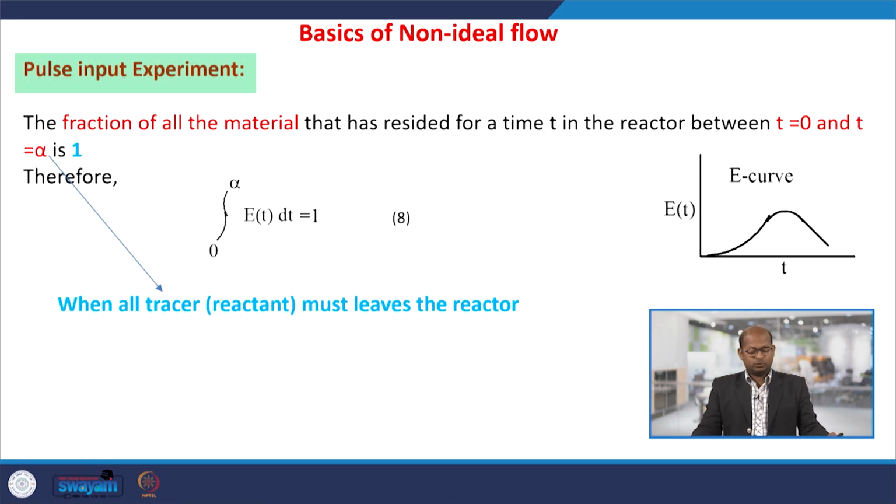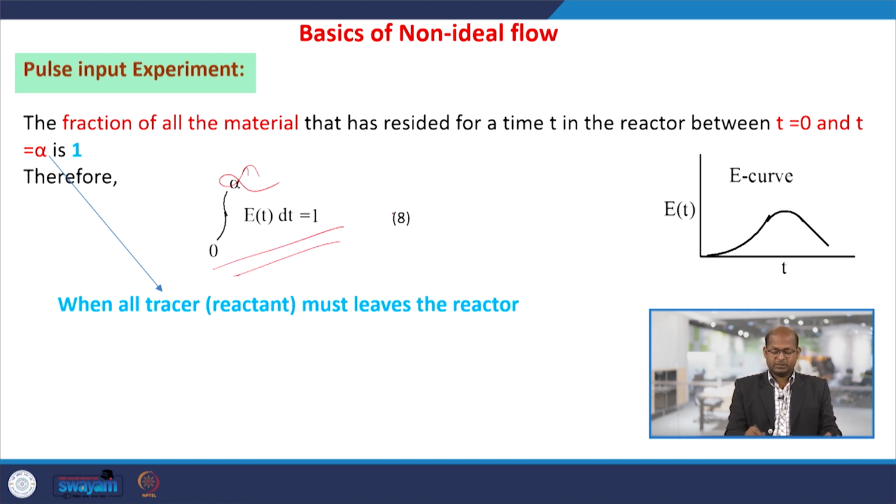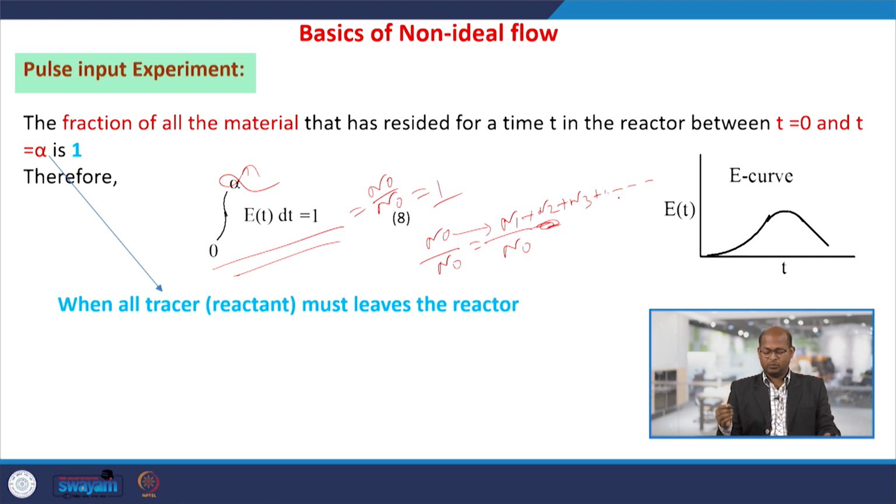The total integral of E(t) from 0 to infinity would be 1. Why is it coming 1? This is equal to n0 by n0, therefore it is 1. Actually, the fraction of material leaving is n by n0. So n1 plus n2 plus n3 and so on, where n0 is the summation of these molecules leaving at each particular point. If we sum up, we get the total number of molecules that was injected, therefore it is 1.